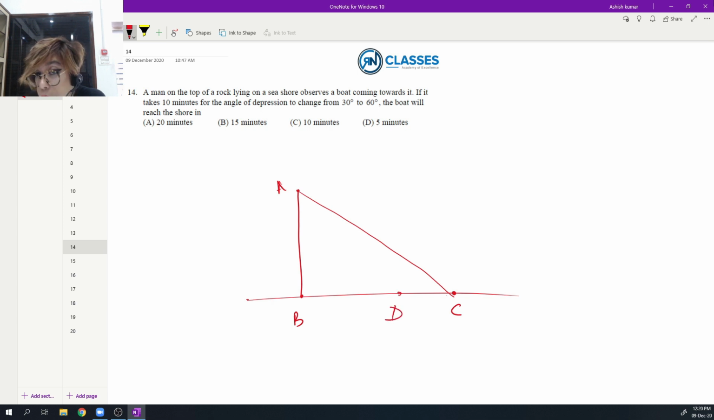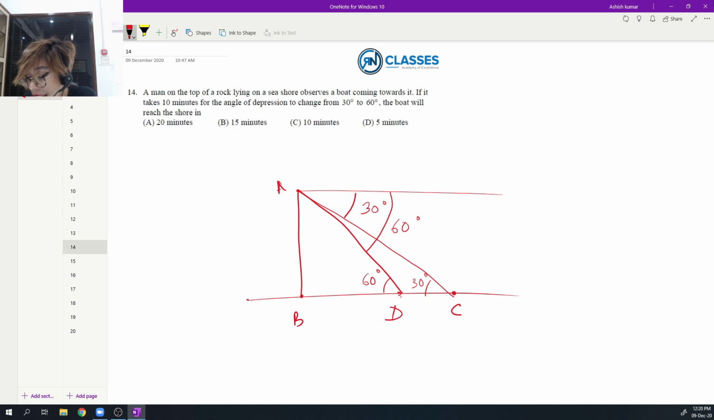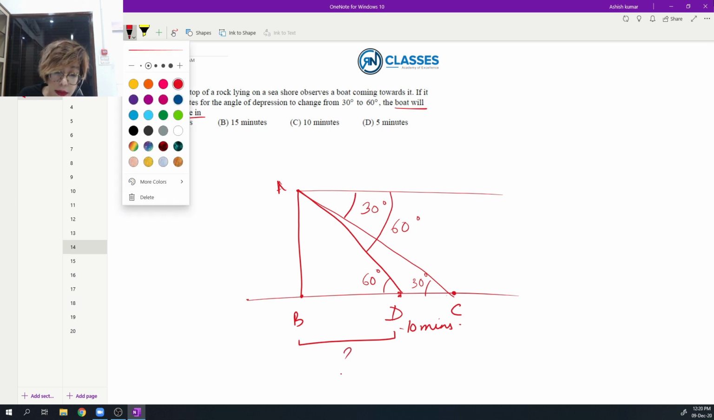Now the angle of depression has changed. Oh, I'm sorry, my diagram is as usual bad. So earlier it was 30 degree, now it is 60 degree. Now obviously this is 30 degree, this is 60 degree. Right? It takes 10 minutes to go from C to D. So it takes, I'll write it here, 10 minutes. Right? The boat will reach the shore end. So basically D se B jaane mein how much time will it take? Right? Okay. Now I should have some sort of dimensions involved.